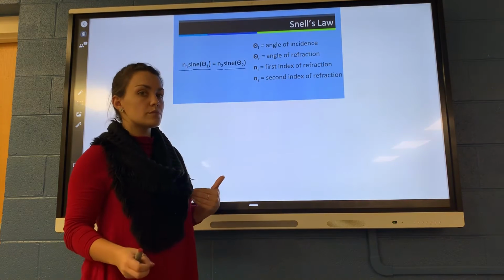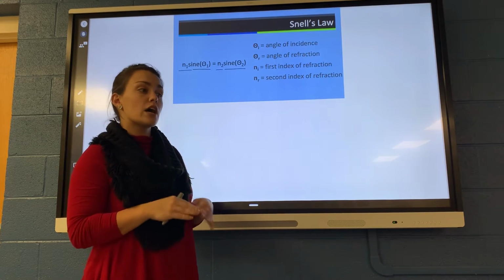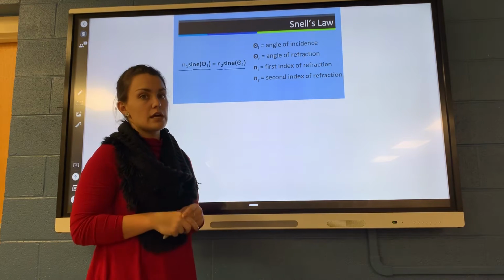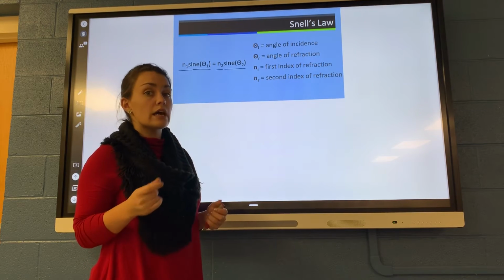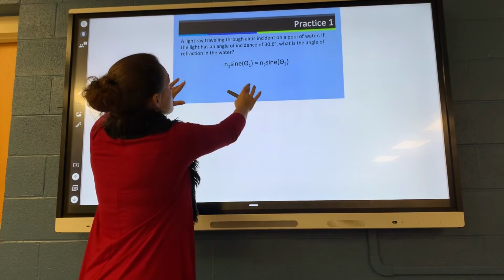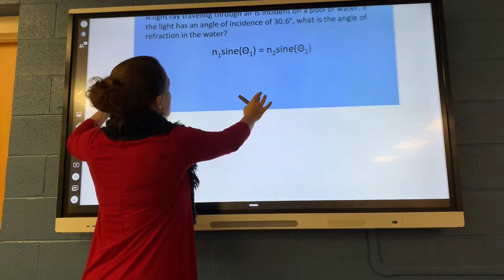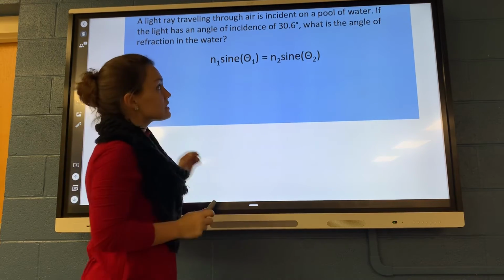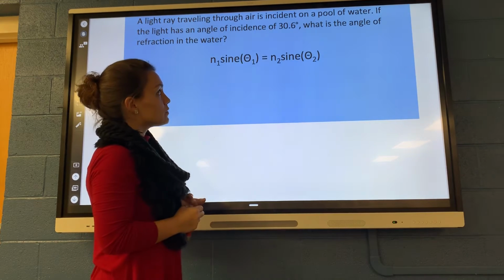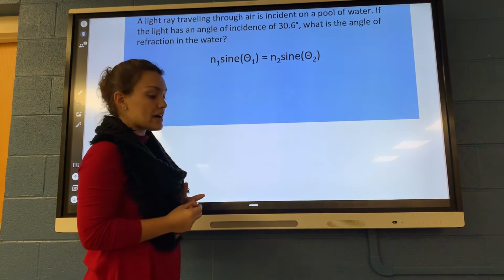All right, so let's do some problems with this. Just take your time as you're working through these. They're not hard. You just got to take your time. It's not something that you can do as quickly as what we've been doing so far. Here's an example. A light ray traveling through air is incident on a pool of water. If the light has an angle of incidence of 30.6, what is the angle of refraction?